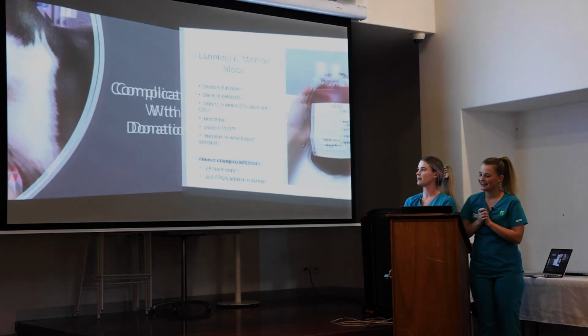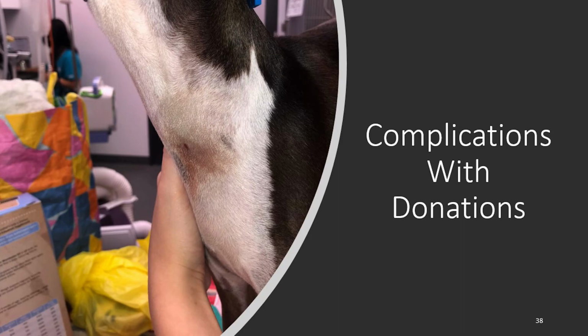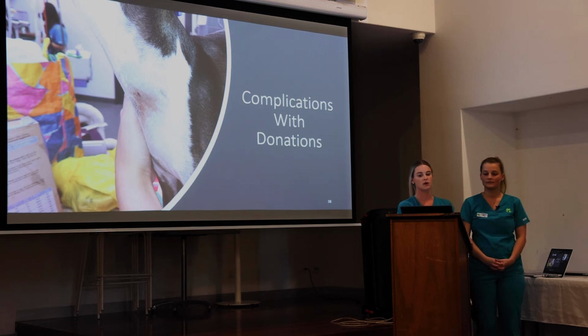Great. Righty. Complications with donations. If a hematoma develops or the needle becomes dislodged, the blood collection will need to be discontinued and a new venipuncture site must be selected. Gold standard would be to dispose of the current donated blood, assuming the donor was still able to donate a full unit of blood without exceeding their limit.